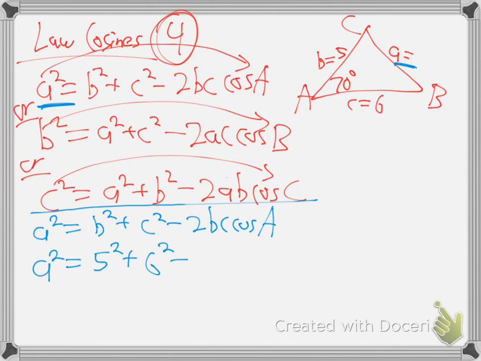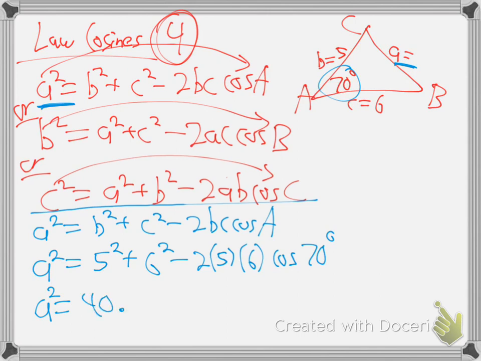If it was a right triangle, that'd be it, huh? But it's not a right triangle. It's 2 times b times c times the cosine of the angle in between, capital A, 70 degrees. There we go. So little a squared is that. Minus. I'm getting 40.47879, and then root it, huh?